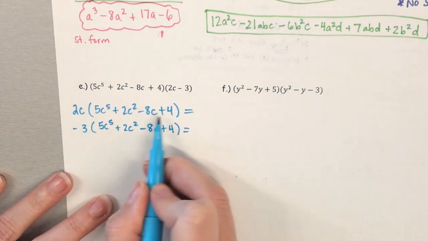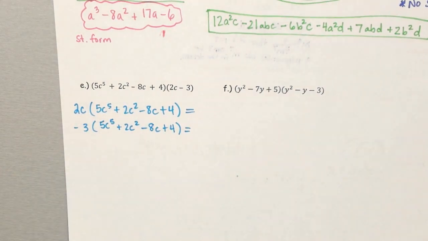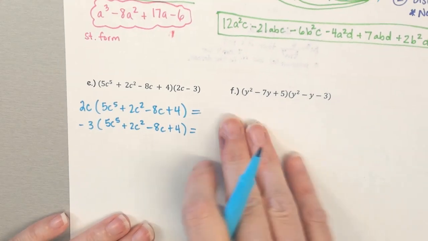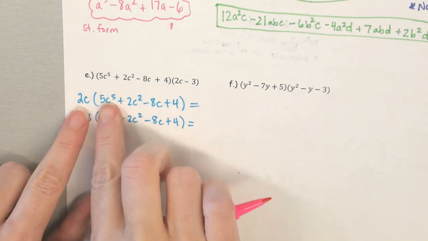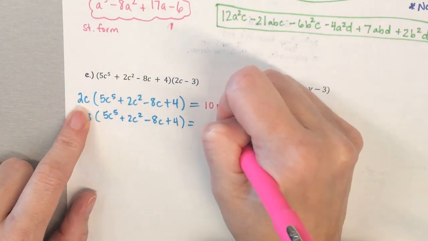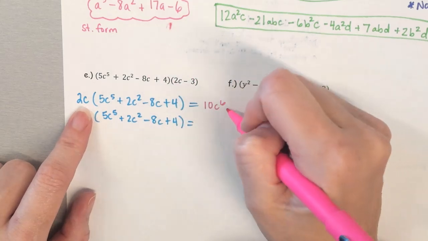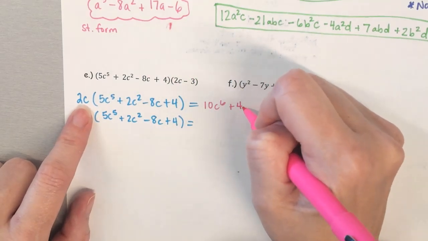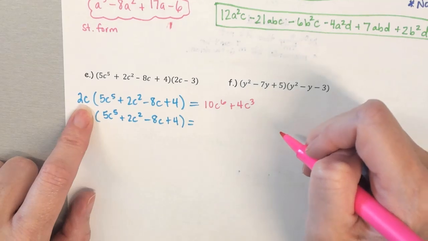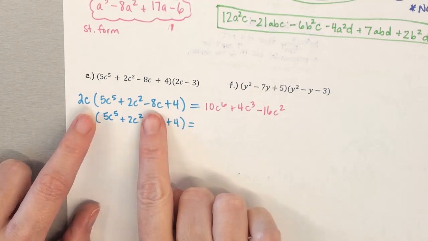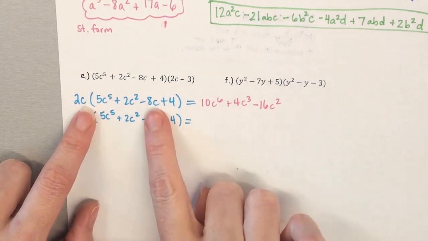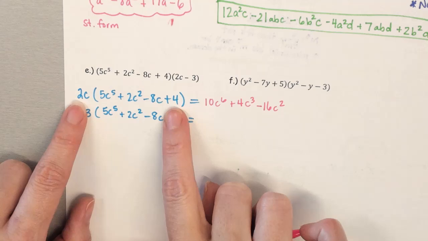Because we're going to multiply everything by 2c and then everything by -3. And again, don't worry about going into F's space. That's what we're going to do. Okay, so if you multiply everything by 2c, multiply number by number, so you have 10c to the 6th plus 4c to the 3rd minus 16c squared. 2 times -8 is -16. C times c is c squared. 4 times 2c is 8c.